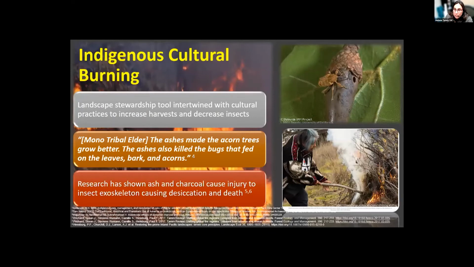Indigenous cultural burning is a landscape stewardship tool that's intertwined with cultural practices to increase harvest and decrease insects such as the filbert weevil, which are known to infest harvestable acorns. Traditional ecological knowledge tells us that the ashes are known to make the acorn trees grow better and to kill the bugs that feed on the leaves and the acorns. And Western research has shown that ash and charcoal do cause injury to the insect's exoskeleton, causing desiccation and death.